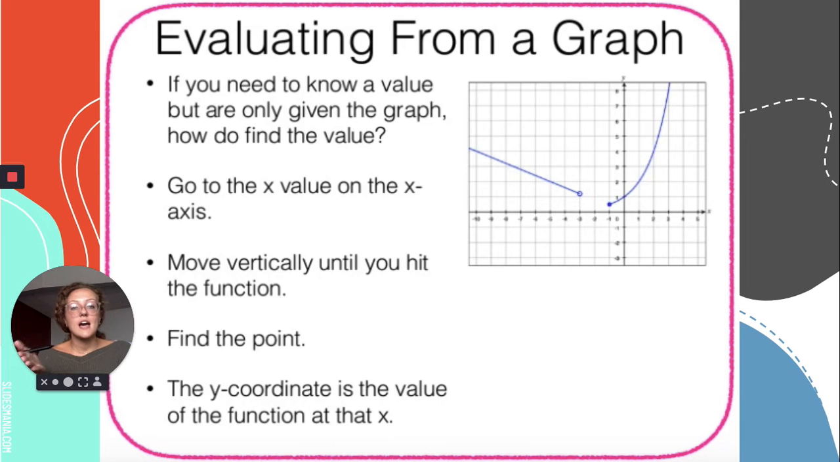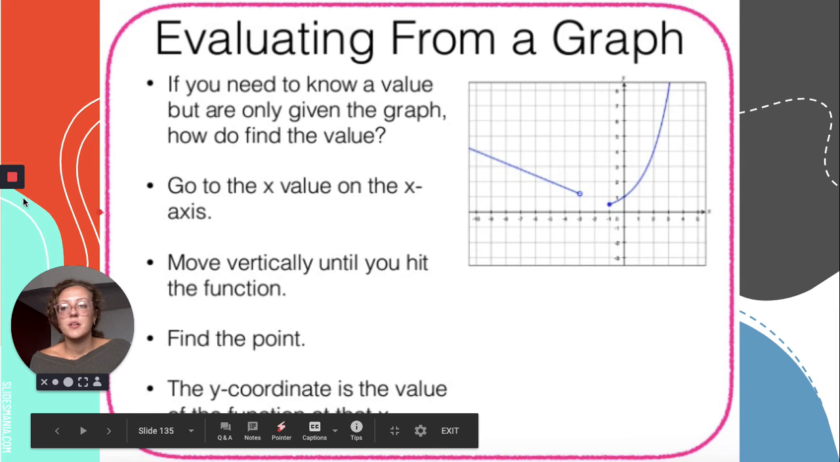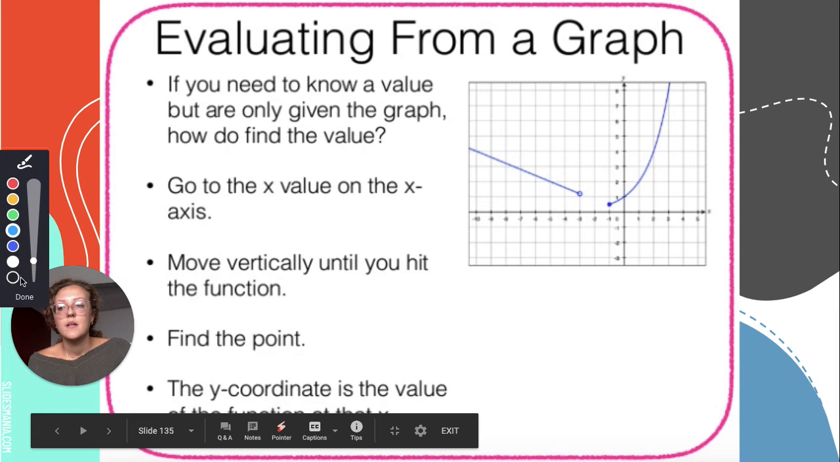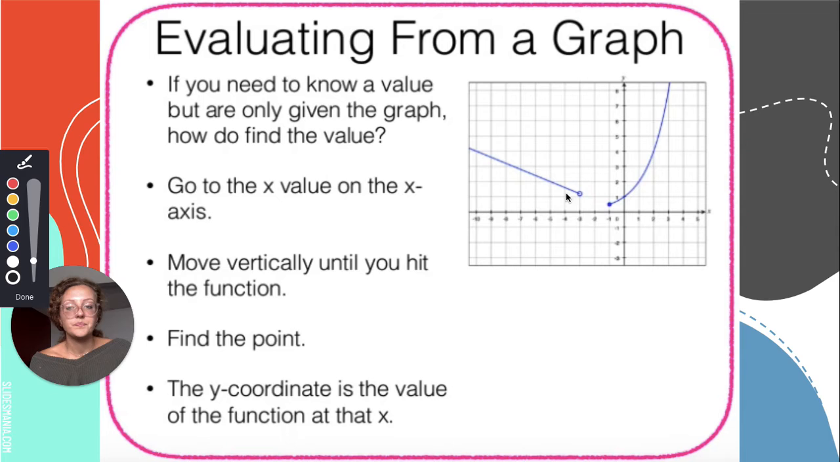So you pick the x. This pointer thing is very fun, but let me actually get a pen so I can draw. If I said x equals negative 4, I would go to negative 4, which is 1, 2, 3, 4, which is here. And then I'd go up till I hit the function, and whatever y value that is, is my output. So basically I'm looking for the ordered pair. I have the x, I'm looking for the y.